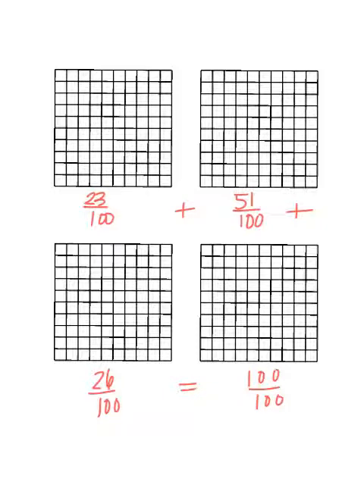All right, let's shade in each grid. So 10, 20, and 3. And then 10, 20, 30, 40, 50, and 1. And then 10, 26, 1, 2, 3, 4, 5, 6, and that equals 100 hundredths.